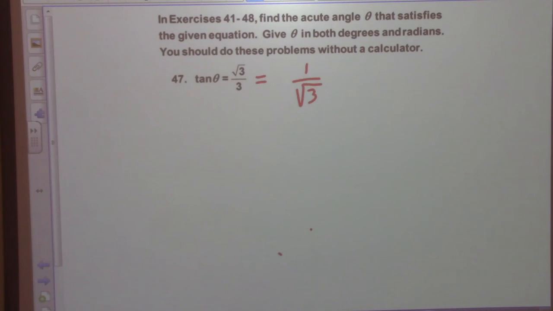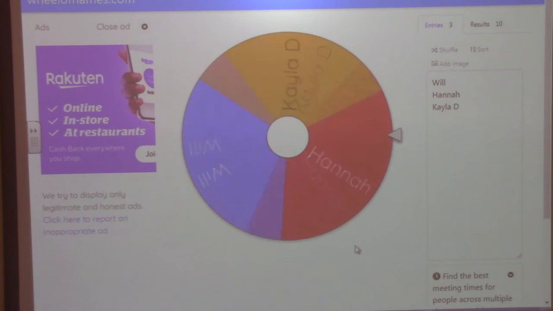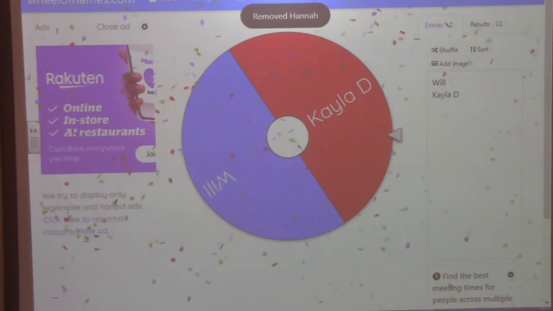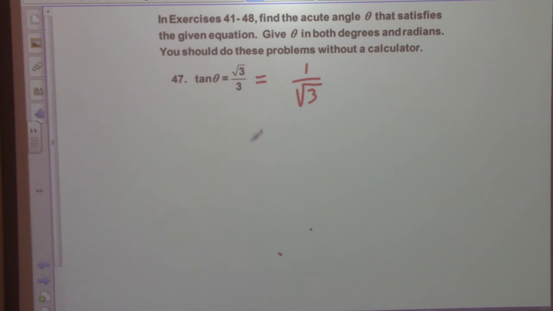All right, next we have three candidates here. Okay, we got Hannah on this baby. What'd you get for this one? 30 degrees? Or 5 or 6 radians.